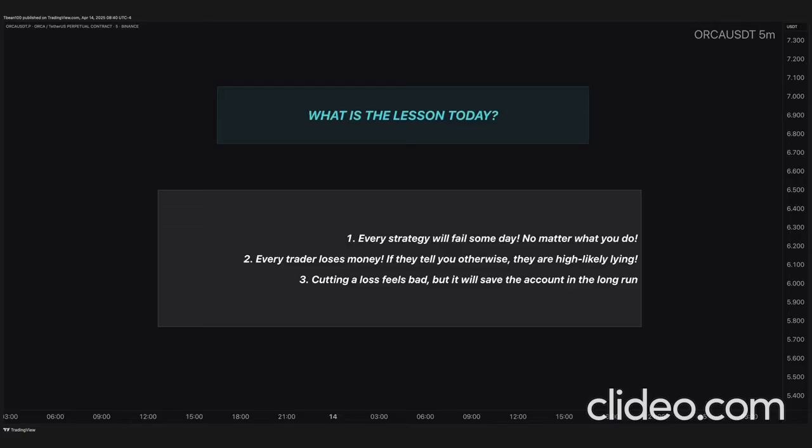It is highly unlikely. And lastly, cutting a loss may feel bad at first, because after all, you will be losing some money. But you must get used to this feeling. Cutting a loss is the only way to save your account in the long run.